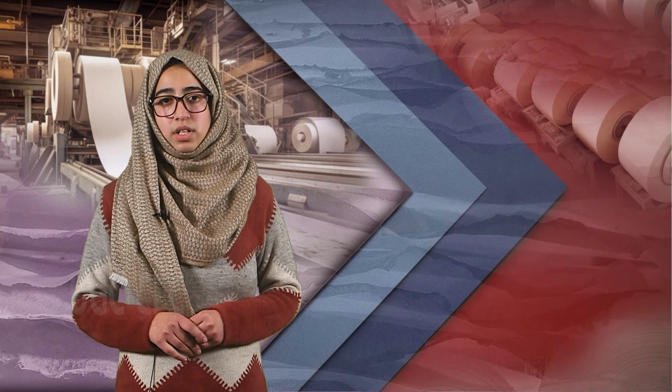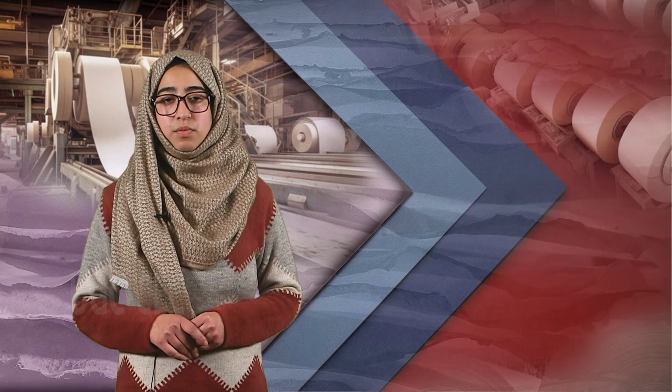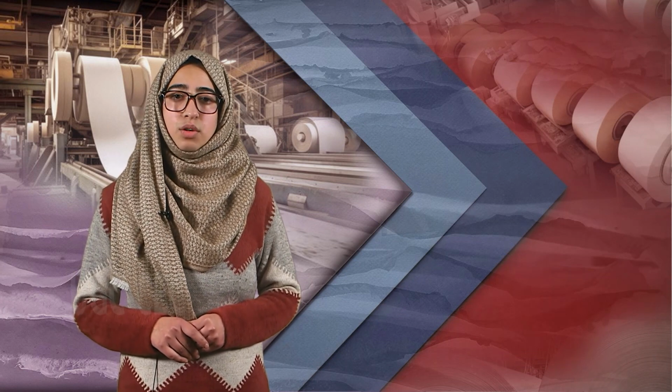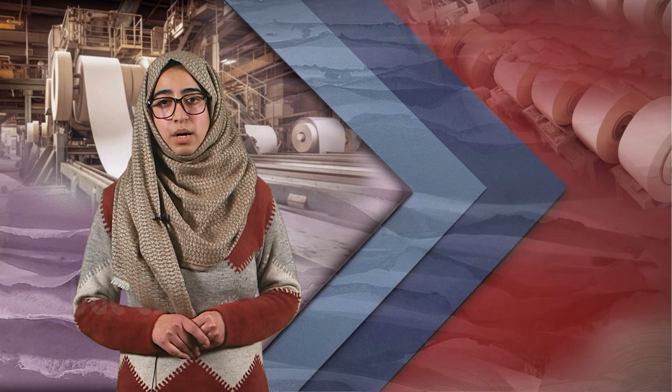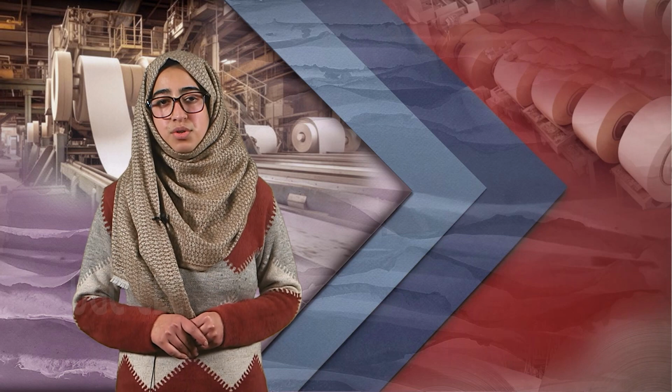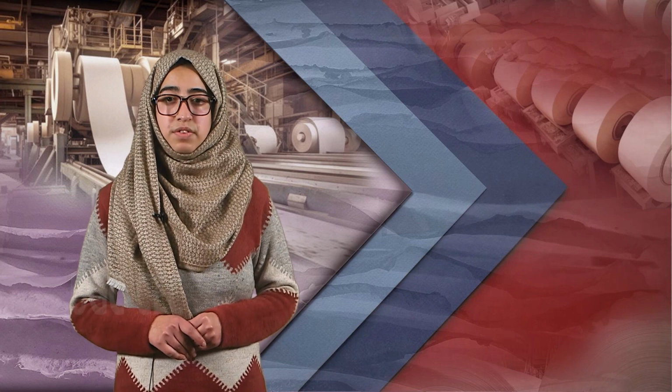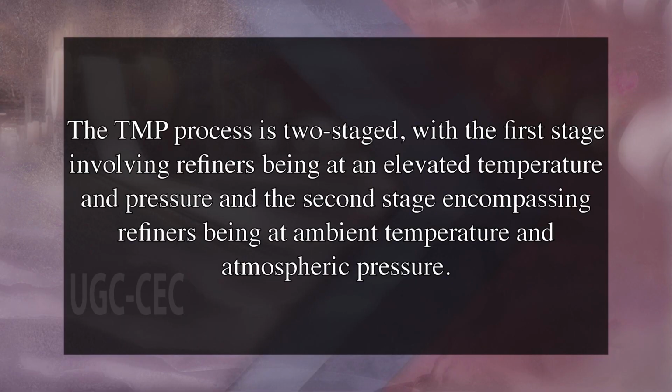Third type, the thermomechanical pulp process involves impregnation and preheating of wood chips with steam under pressure of 20 to 40 pounds per square inch and temperature of around 115 to 155 degrees Celsius, followed by refining. The TMP process is two-staged, with the first stage involving refiners being at an elevated temperature and pressure, and the second stage encompassing refiners being at ambient temperature and atmospheric pressure.